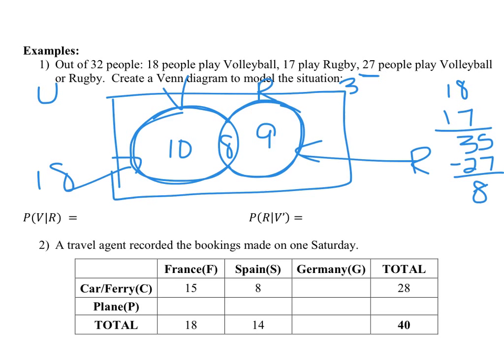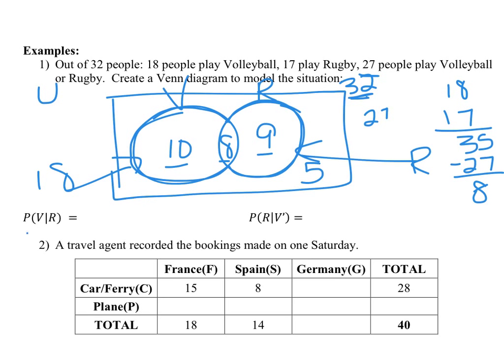All right, so if I add all these up, 10, 8, and 9, I get 27. My total should be 32. So I know that I have 5 people out here that don't play rugby or volleyball. Okay, so I have this Venn diagram, and now I can answer whatever questions I have.